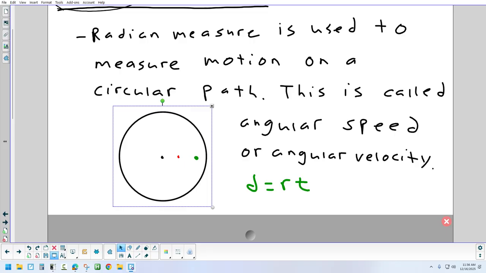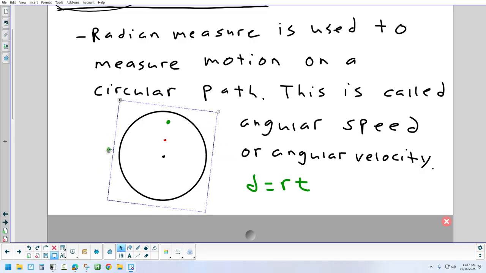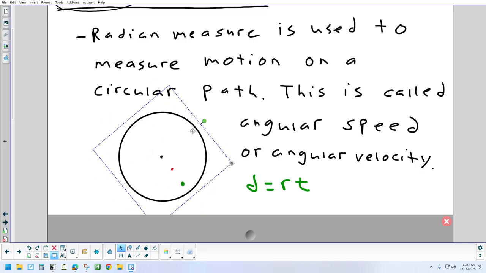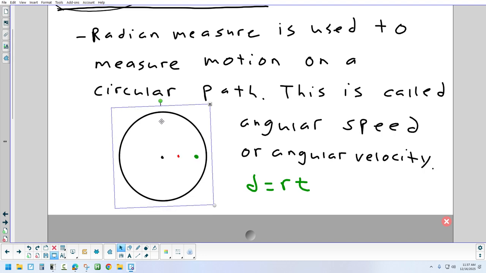Okay. Anybody describe to me what just happened there? Yeah. The green one had to travel further than the black or the red one. It definitely had to travel farther because it was further out from the center. And if you trace the path that it moves, it's making a bigger circle than the red and the black one. But how about if you compare the time?